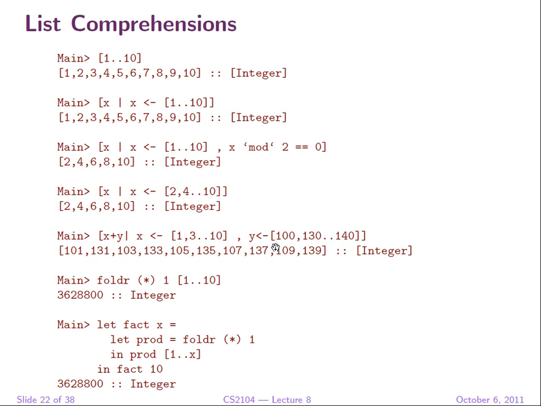We can use multiple comprehensions inside, right? x comes from a list, y comes from a list, and we write here the sum of the elements, okay? And obviously, this will allow a lot more convenient ways of writing repetitive functions, like factorial, for instance, can be defined as fold. So the product of a list can be defined as foldr with multiplication and first element 1. And then if we apply prod to list 1 to x, we get the factorial, right?